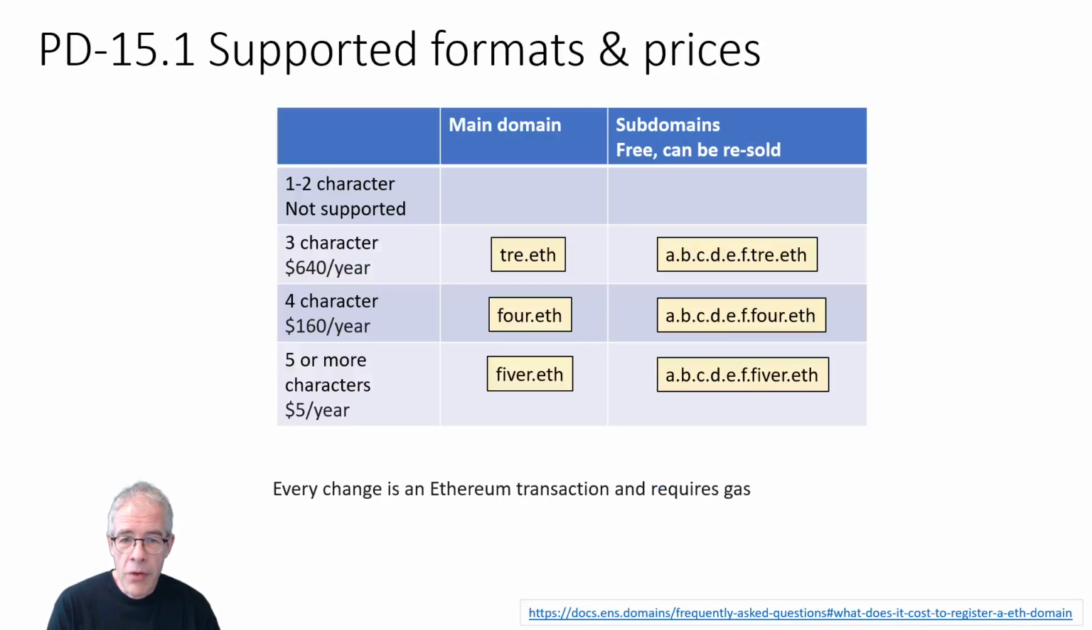You have to pay for those names, and that depends on the length of your names. Very short names are not available, but for longer names, for 3 characters you have to pay this amount per year. For 4 characters it's a lot less, and for longer names it's even less. But what you can do is create subdomains, and you don't have to pay extra for subdomains. Once you have the main domain, you can create as many subdomains as you want, and also multiple levels of those subdomains. And you can sell them if you want.